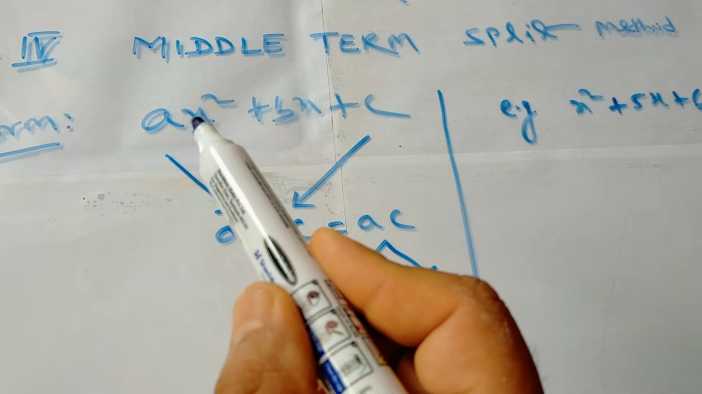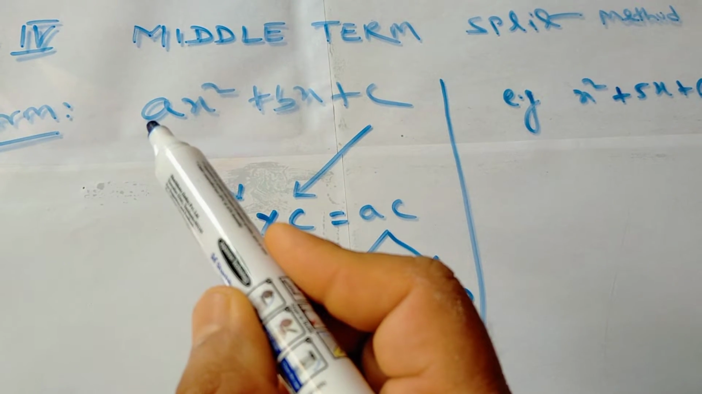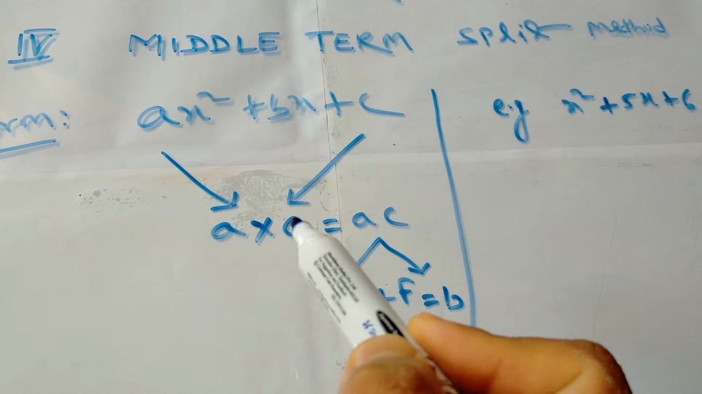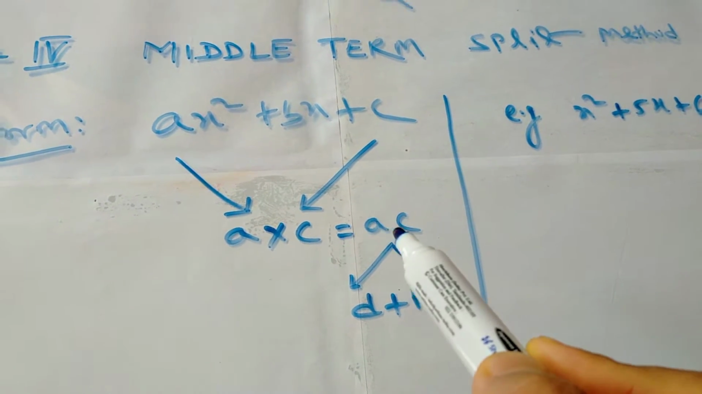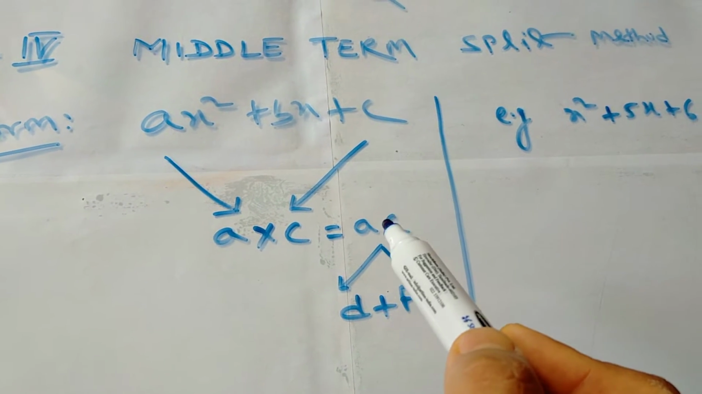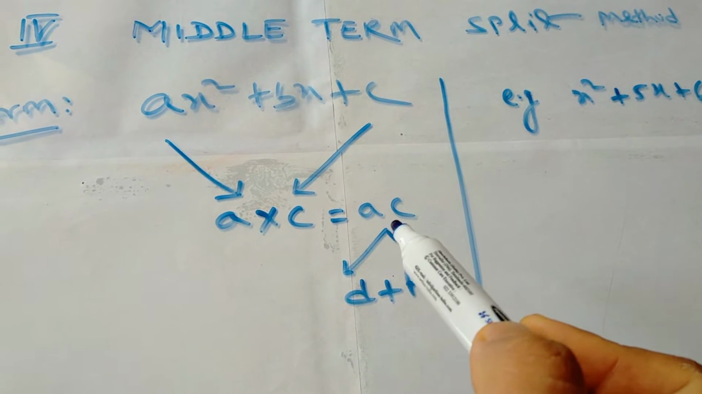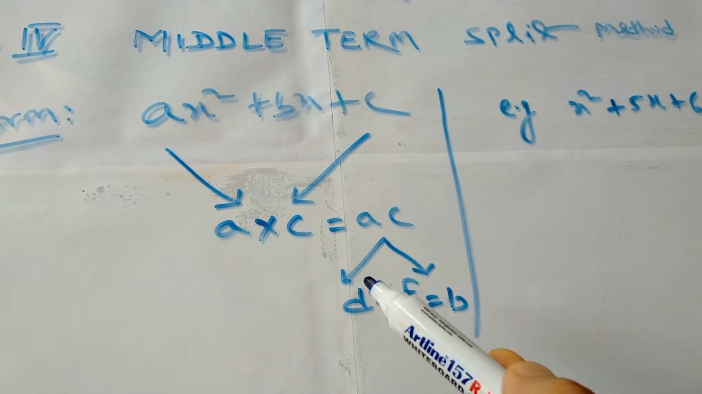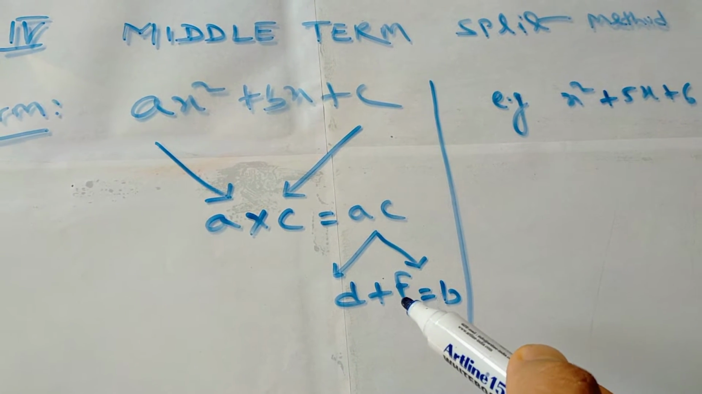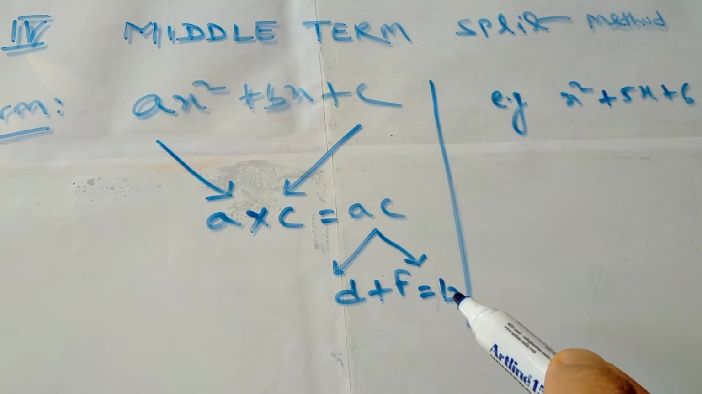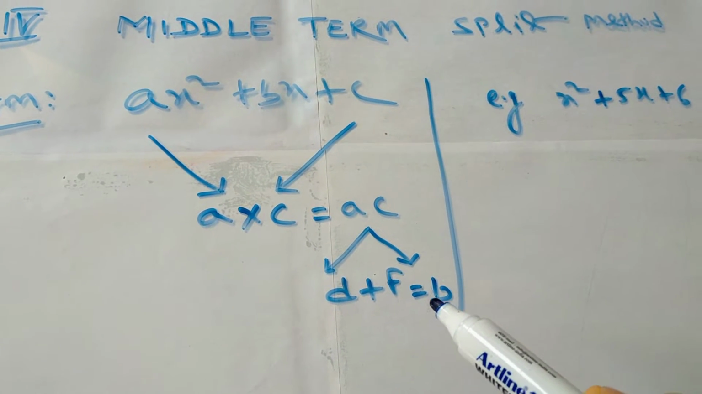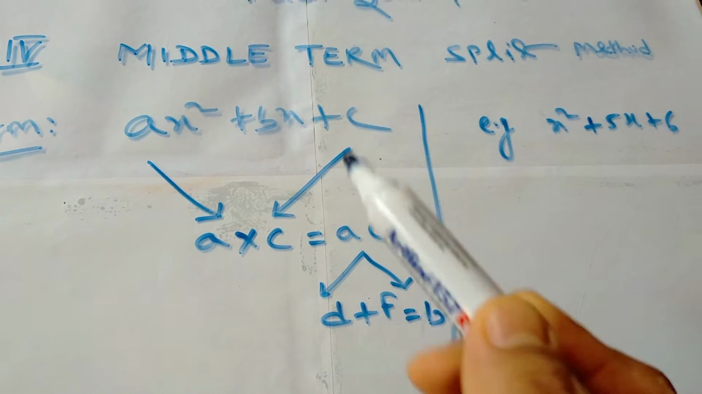First you take the number in front of x square, then the constant term c, and multiply them so you get ac. Now factorize this ac such that the product is, suppose, d and f. If you add these two numbers d and f, the result must be b. What is b? b is the middle term. So basically we split the middle term into two parts d and f. That's why we call it the middle term split method.